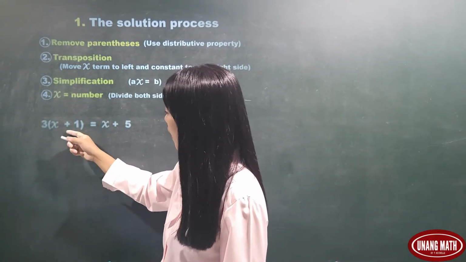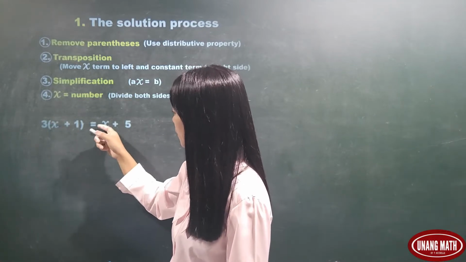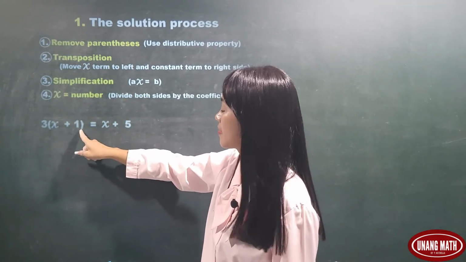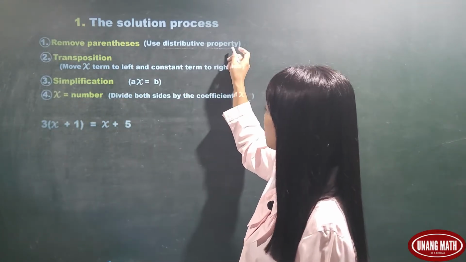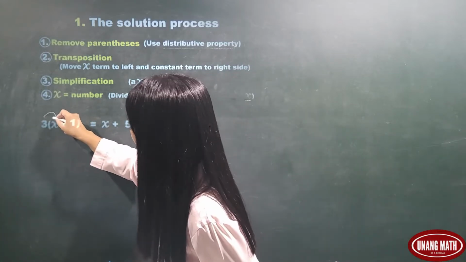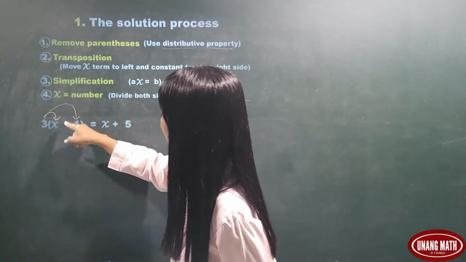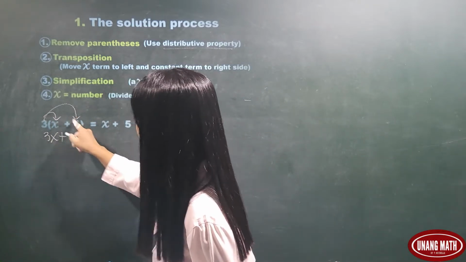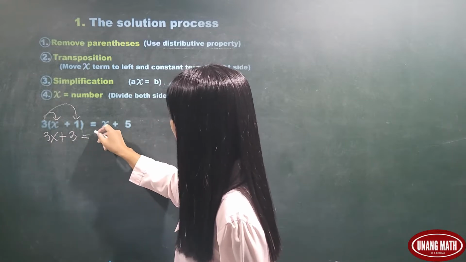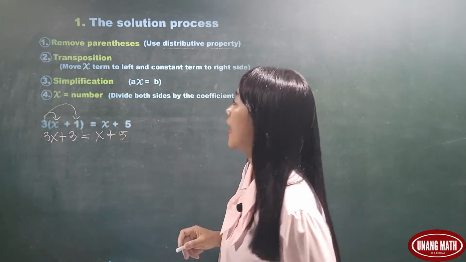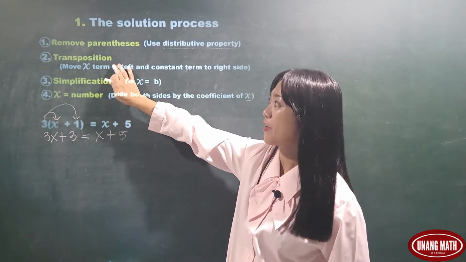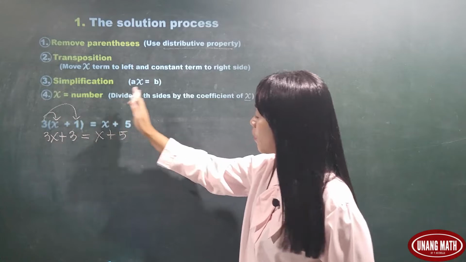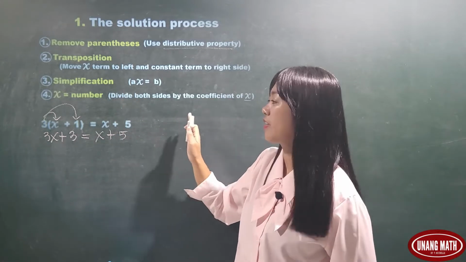3 times x plus 1, this is inside the parentheses, is equal to x plus 5. First step, we have to remove parentheses. And to do that, we will use distributive property. So 3 times x and 3 times 1. So this is equal to 3x plus 3. Okay, this is equal to x plus 5. Okay, second step, apply transposition. Move x term to the left side of the equation, constant term to the right side of the equation.